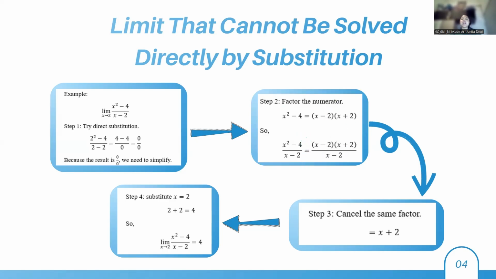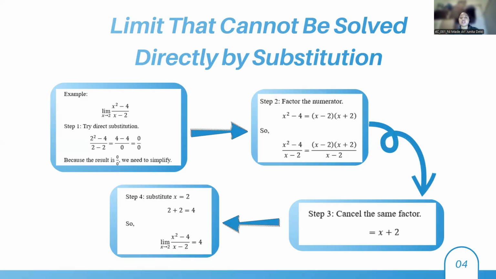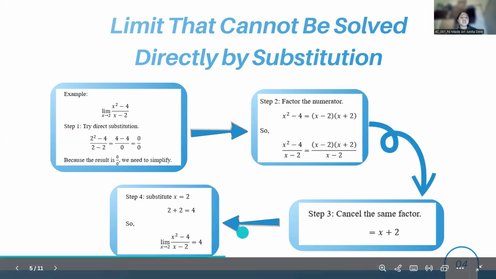Because x minus 2 appears in both the numerator and denominator, we can simplify it. So the expression becomes x plus 2. Now substitute x equals 2 and we get 2 plus 2 equals 4. Therefore, this is the solution. So even though the original function is undefined at x equals 2, the limit still exists because the function approaches 4.